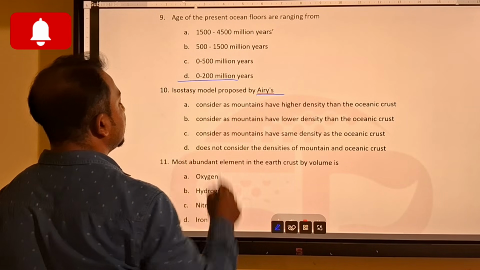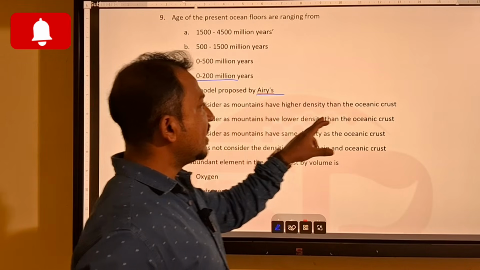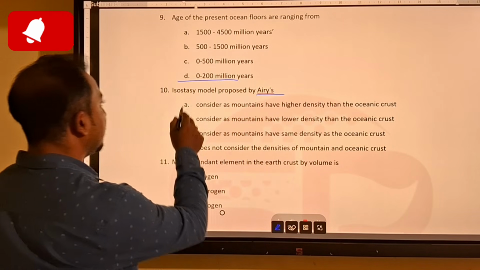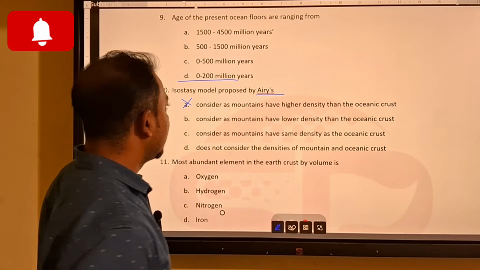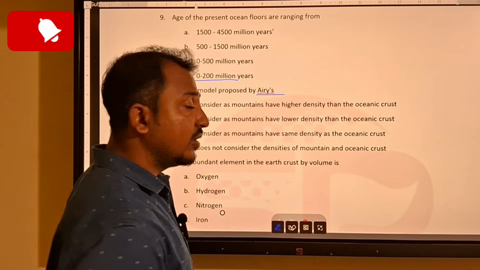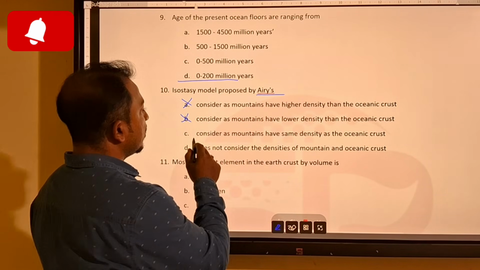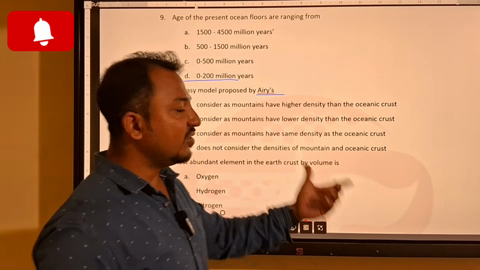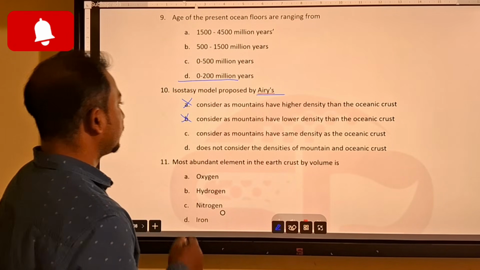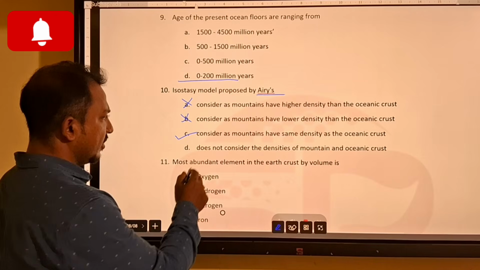So the first option says mountains have higher density than oceanic crust. It will be incorrect because all the crustal parts have the same density. Consider that mountains have lower density than oceanic crust. It is also incorrect. Consider that mountains have the same density as oceanic crust. So this will be correct. It does not consider density.